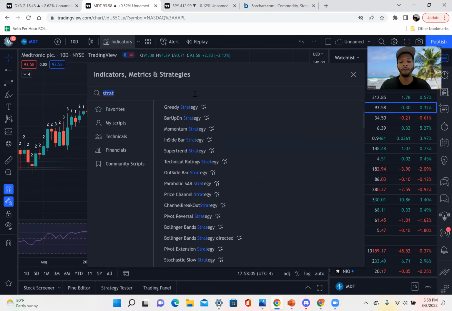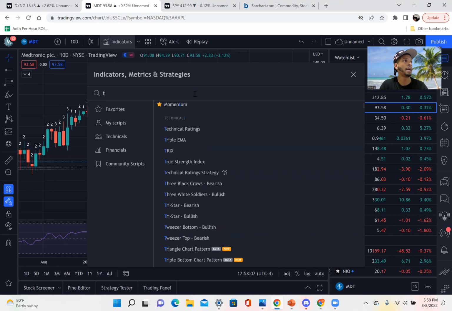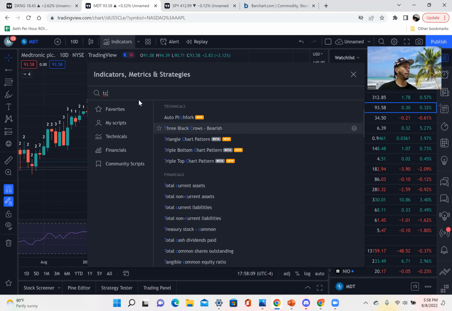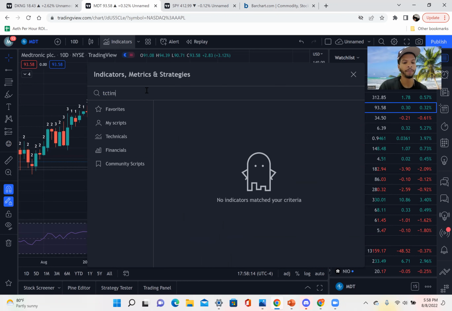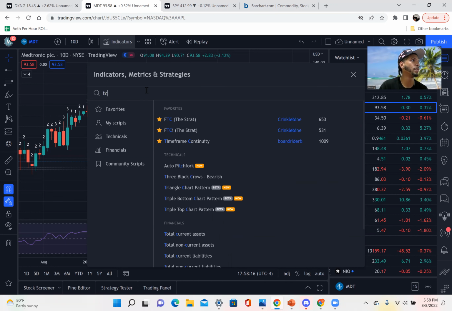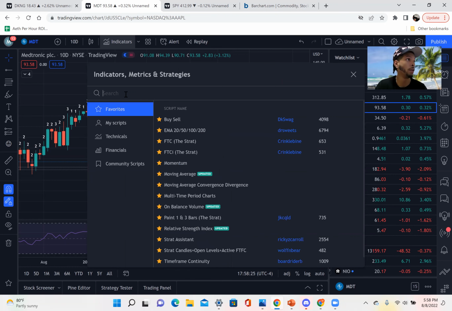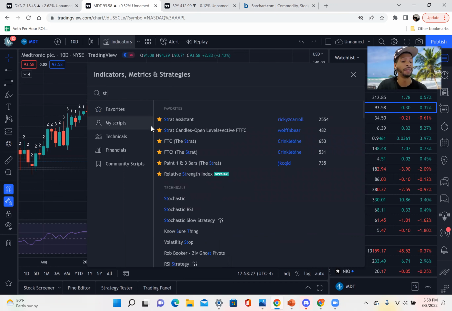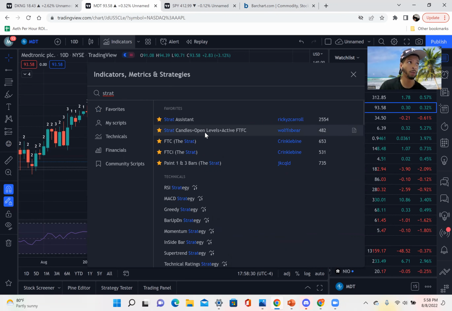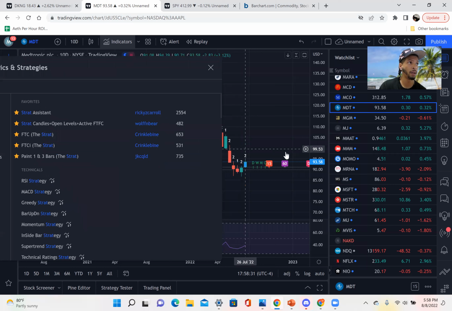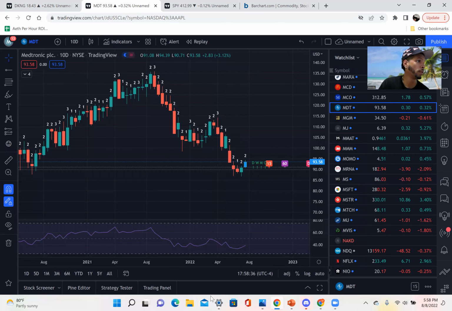And then the TC one for time frame continuity, you can type in TC, or type in time frame. I don't know why it didn't just pop up. It normally just pops up with TC. Yeah, there it is. Time frame continuity. When you type in TC, it's right here. But if you do choose to use the strat assist, you don't need it. You need it for this one so it can populate on your chart right here. But for the strat assist, it already has it on there. All right, let me go back to the chat.